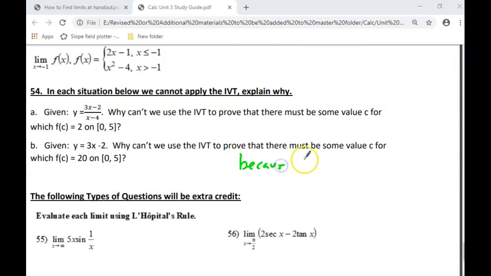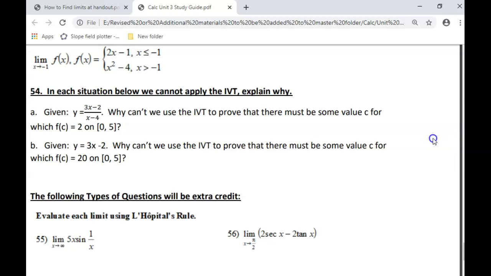Because k is not between f of, or I guess we could be more specific. Instead of saying k, we could just say 20. Because 20 is not between f of 0 and f of 5. Or you could just use the numbers that we got, which was what? Like -2 and 13. All right, now that is the end of our study guide.